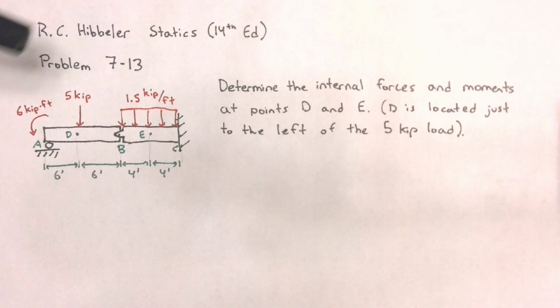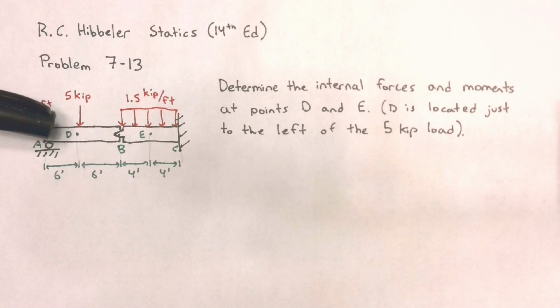So this is problem 7.13 in Hibbeler's book. In this problem, we want to find the internal forces, that is the normal and the shear force, and the internal bending moment at points D and E in the system. In the figure, point D is located just to the left of the 5 kip load.